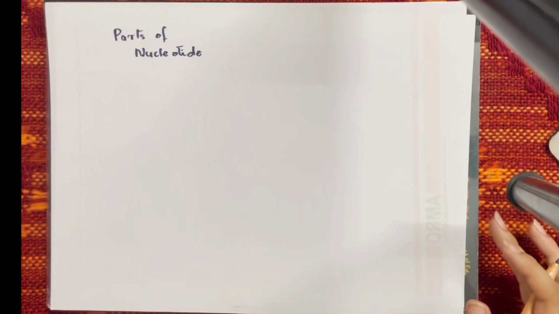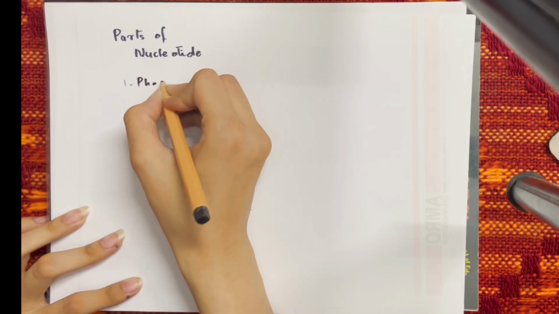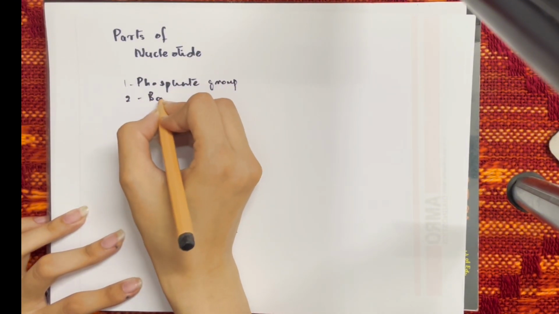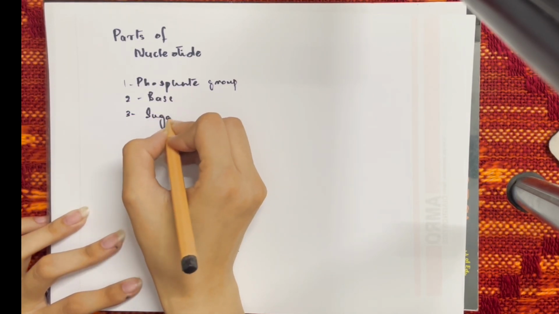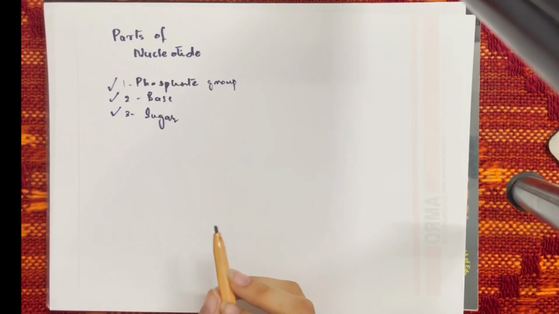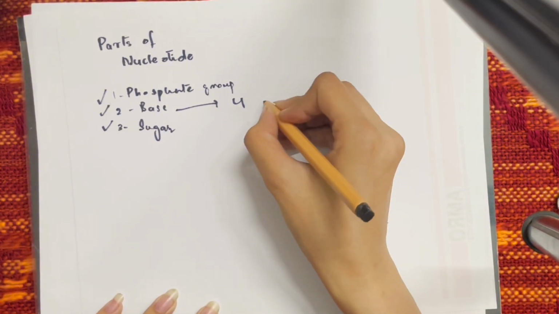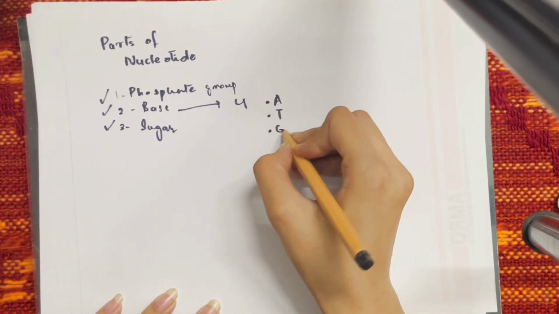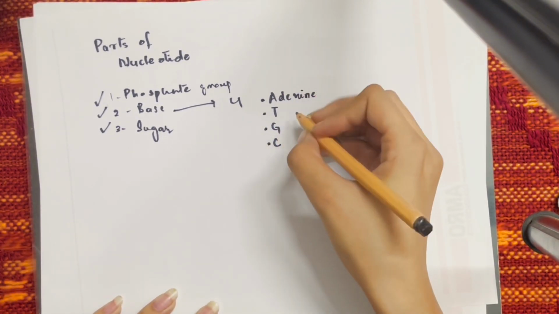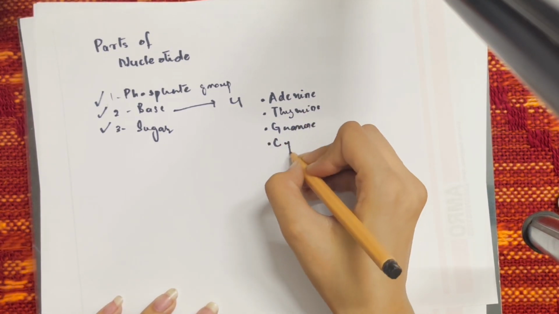Alright, so let's first talk about the parts of a nucleotide. A nucleotide has three parts. It consists of a phosphate group, then it has a base, and then it has a sugar molecule. These three constituents make up together the nucleotide. The phosphate group, the base, and the sugar. In the base, we have four kinds of bases. We have adenine, we have thymine, we have guanine, and we have cytosine. Let's write them down. Number one is adenine, number two is thymine, then we have guanine, and then we have cytosine.